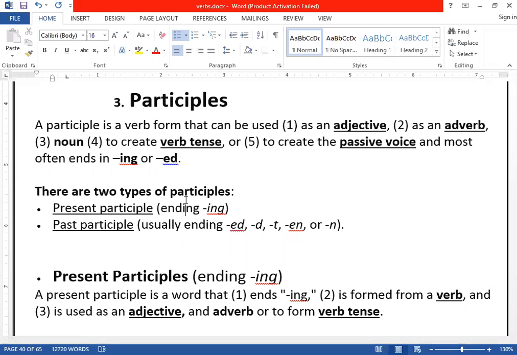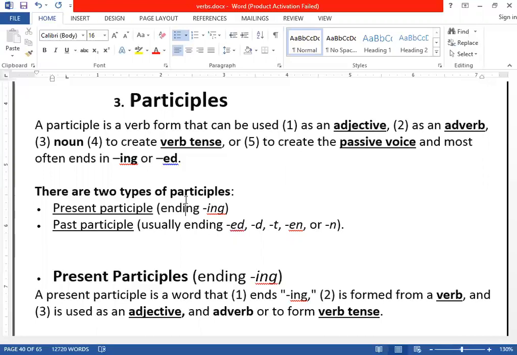We studied about finite and non-finite verbs. Then in non-finite verbs, we studied that there are three types. Number one, that was gerund. Number two, infinitives. And the third one, today we will talk about, is called participles. Clear? What do we call them? Participles. The third and last type of non-finite verbs, we call them participles.